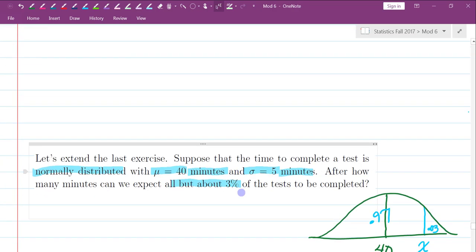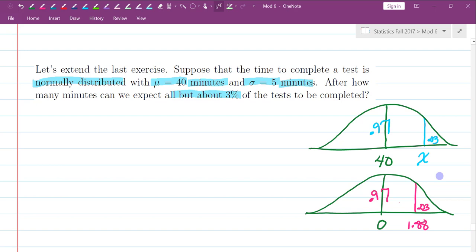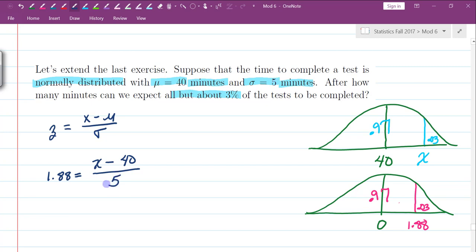So again, I know that z is equal to x minus mu divided by sigma. I know what my z is equal to. My z is equal to 1.88. I don't know what my x is. That's what I'm solving for. Minus my mu, which is 40, divided by my standard deviation, which was given in the problem as 5. Mathematically speaking, there is our problem. So now we need to use algebra and solve for x.